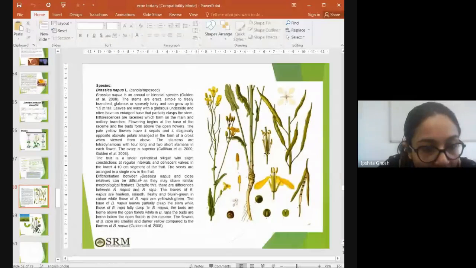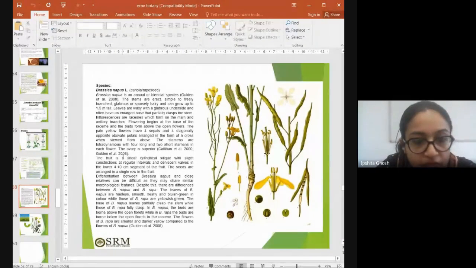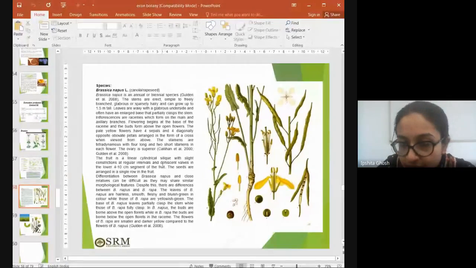Okay. So now we come to the ovary. The ovary is actually superior in position. So the fruit is linear, cylindrical, ciliate, with slight constrictions at regular intervals and dehiscent valves. So so much is not required. Just know that the fruit is cylindrical, ciliate. Okay. Fruit type is cylindrical, ciliate.